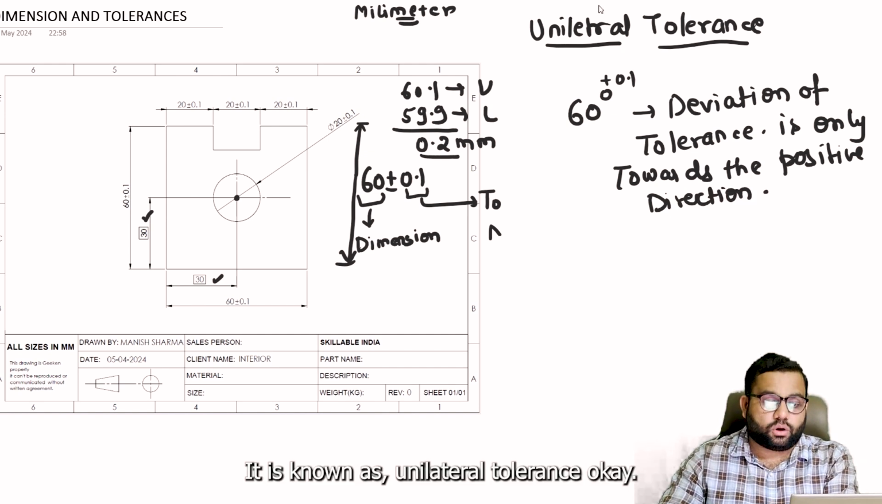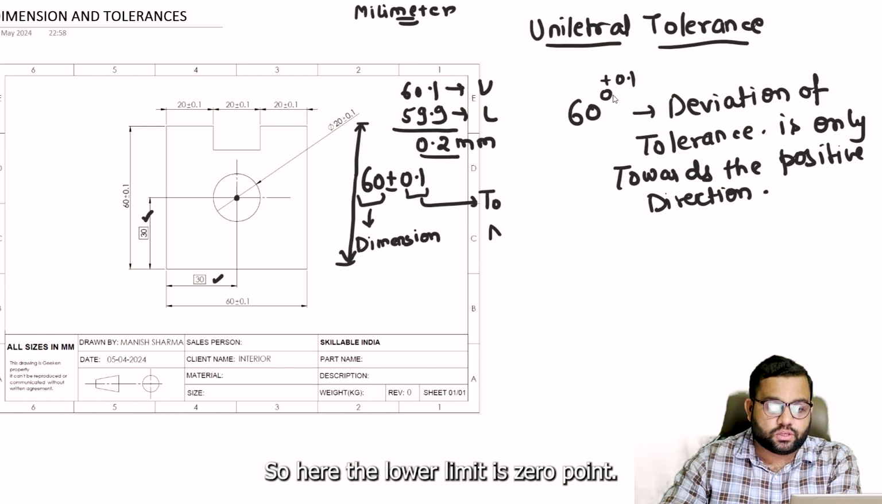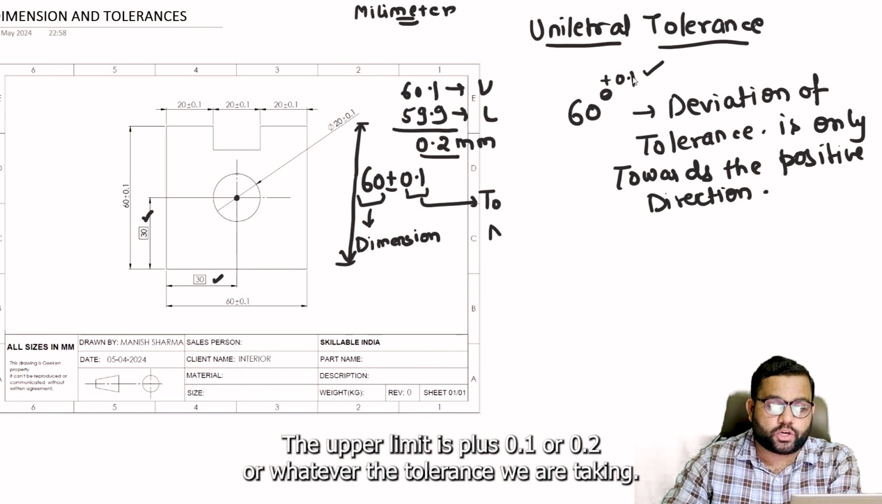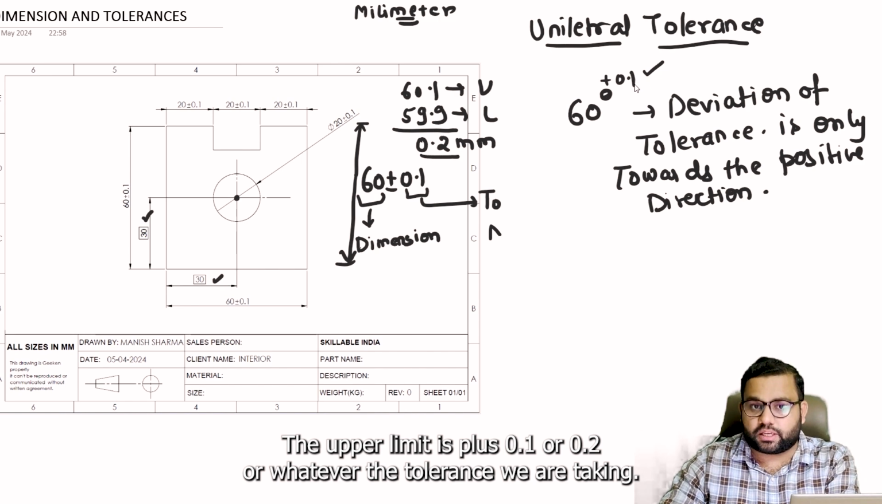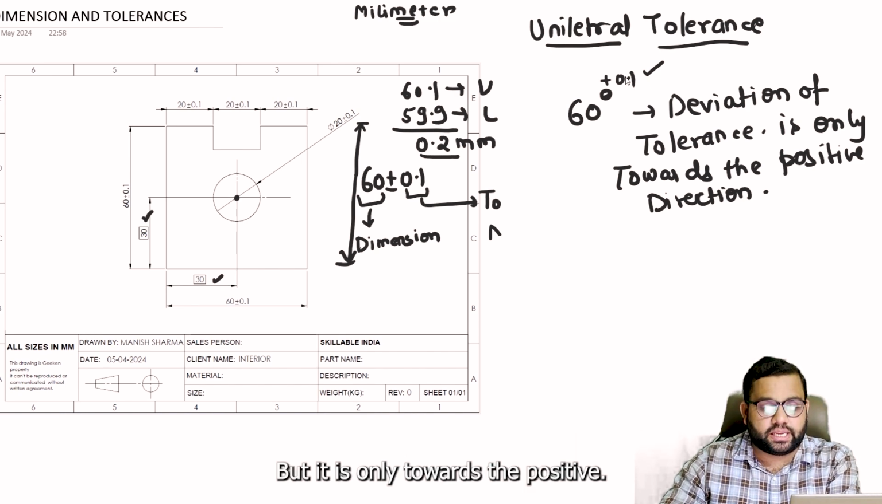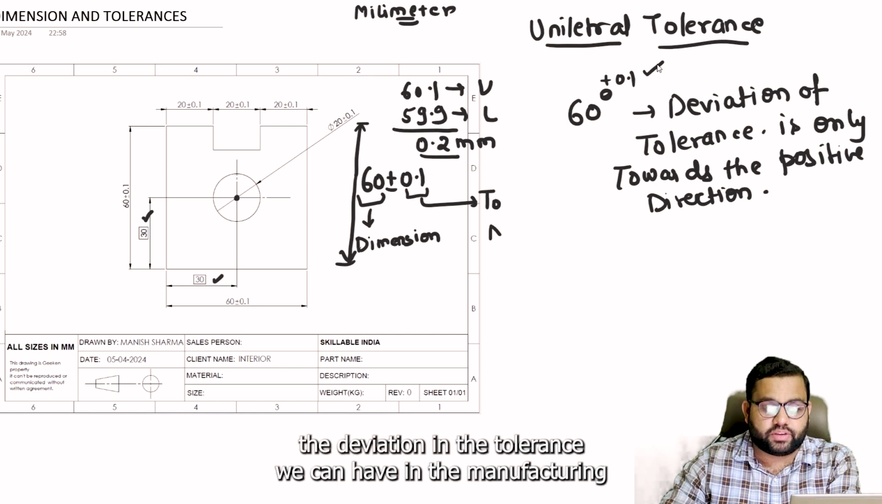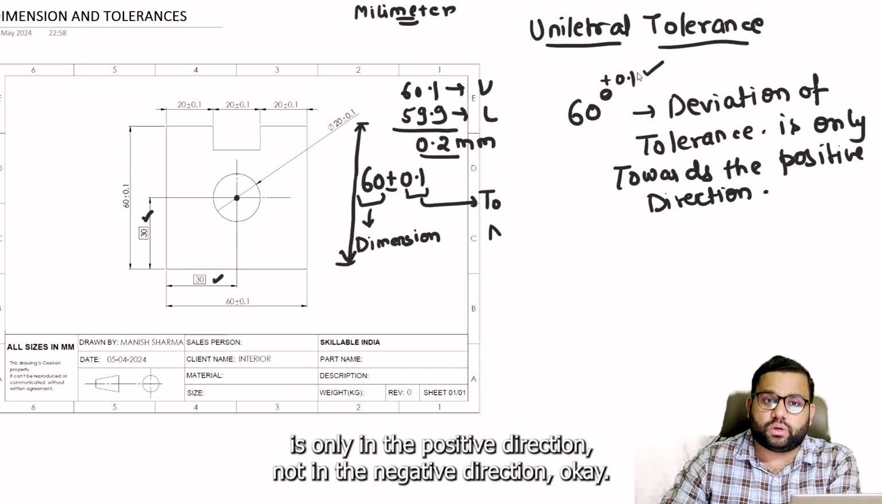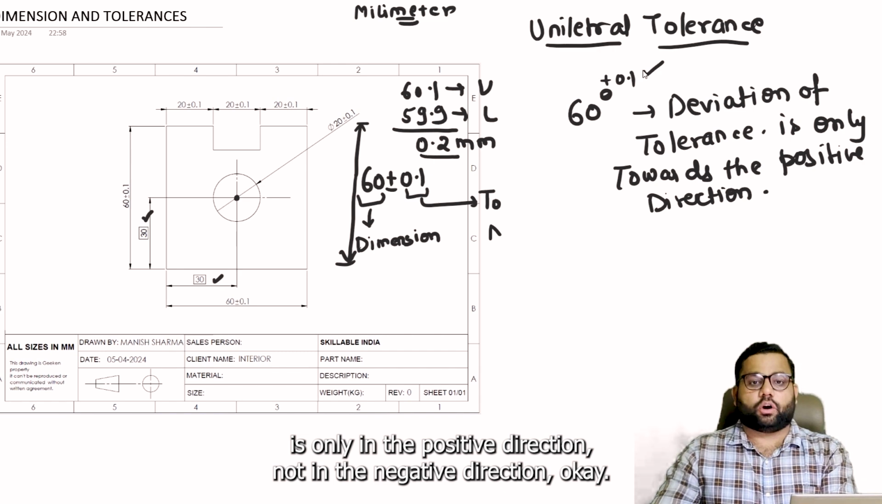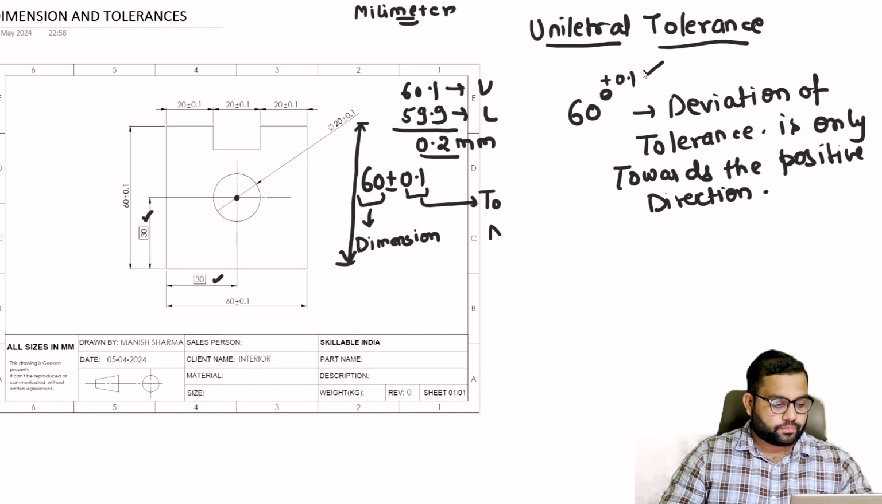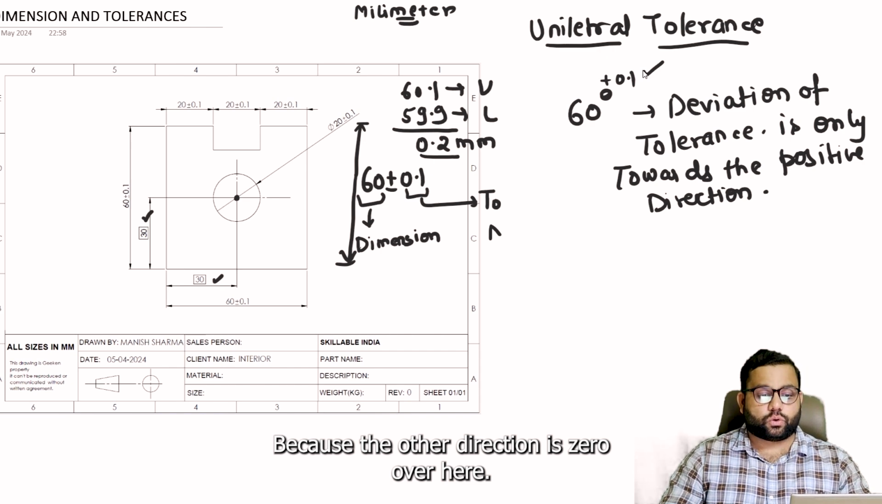It is known as unilateral tolerance. Here the lower limit is 0 and the upper limit is plus 0.1 or 0.2, whatever the tolerance we are taking, but it is only towards the positive. The deviation in the tolerance we can have in manufacturing is only in the positive direction, not in the negative direction, because the other direction is 0 over here.